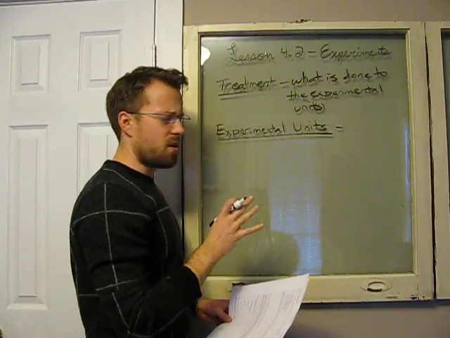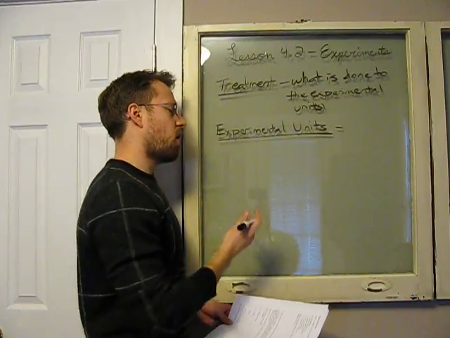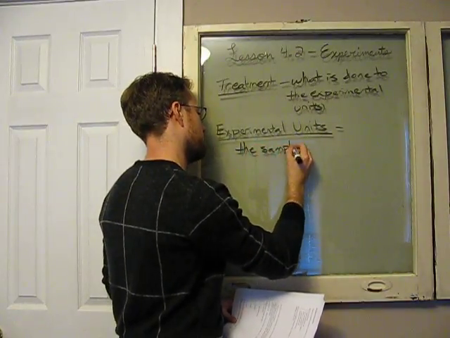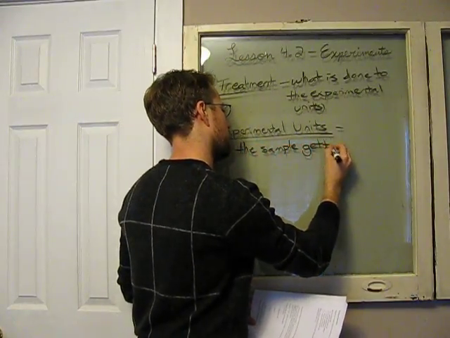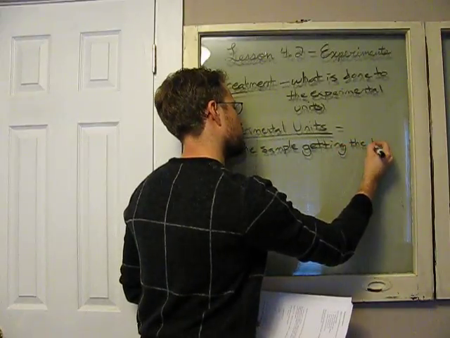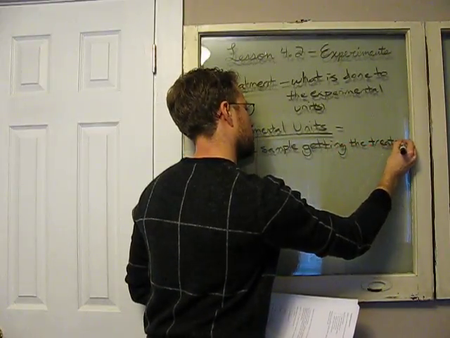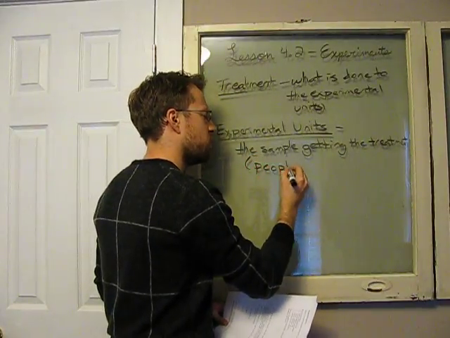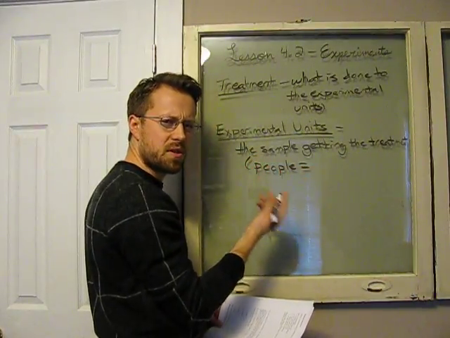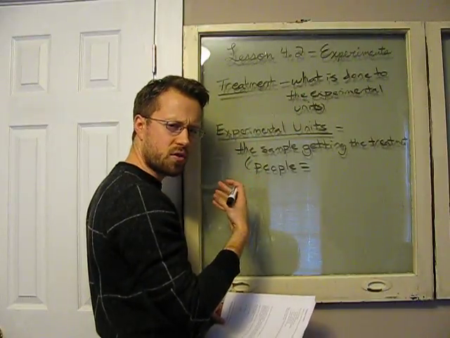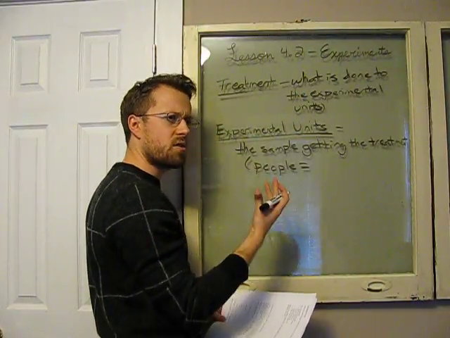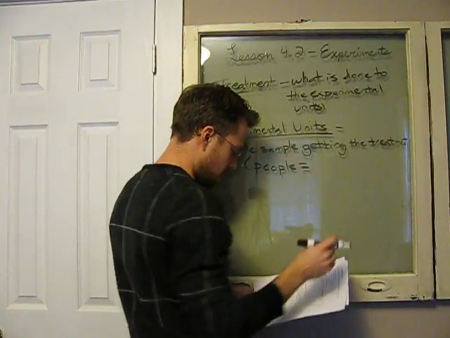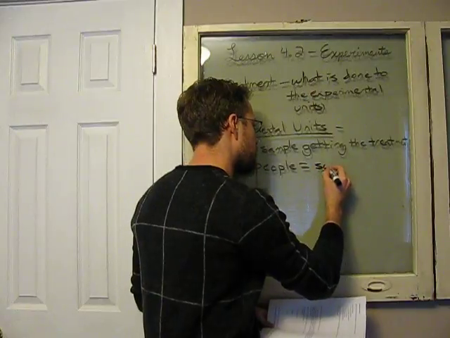This sounds very mathematical. All it is is the sample getting the treatment. If it's people who are getting the treatment, and in most experiments that we're going to be studying in this class we're interested in, maybe, like in our situation, does caffeine affect pulse rate? Then the people, they have a special word for that: subjects.